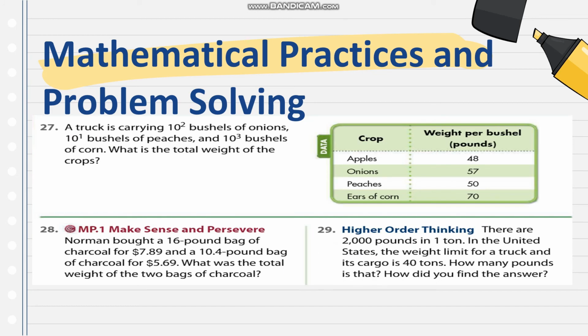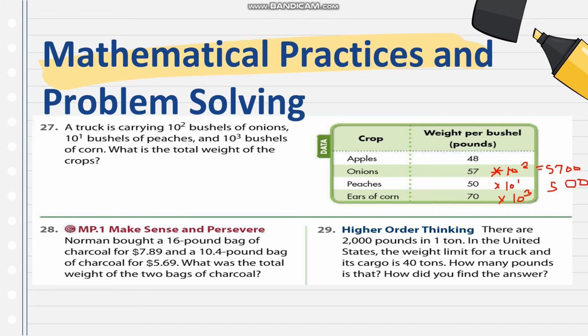A truck is carrying 10 squared bushels of onions, 10 to the first power bushels of peaches, and 10 cubed bushels of corn. What is the total weight of the crops? So as you can see, the onion is 57 multiplied by 10 to the second power, the peaches are 50 multiplied by 10 to the first power, and the corn is 70 multiplied by 10 cubed. 10 squared, you have 2 zeros, so 5,700. Then 50 multiplied by 10 to the first power, the exponent is 1, so we need to add 1 zero. So the answer is 500.